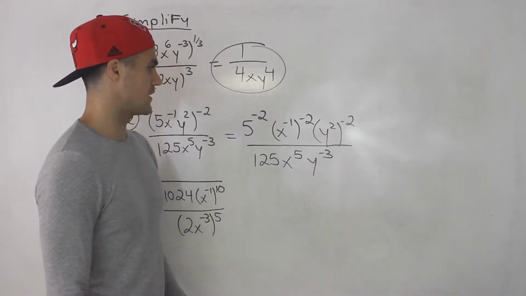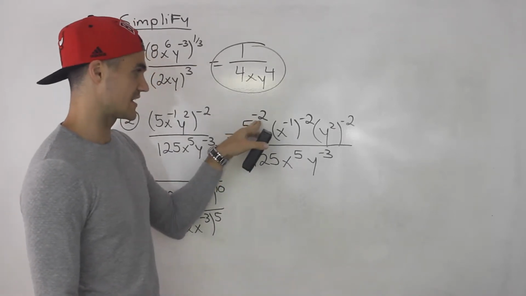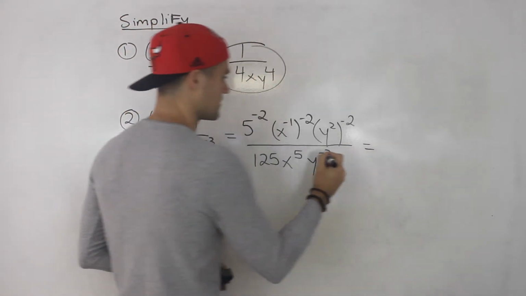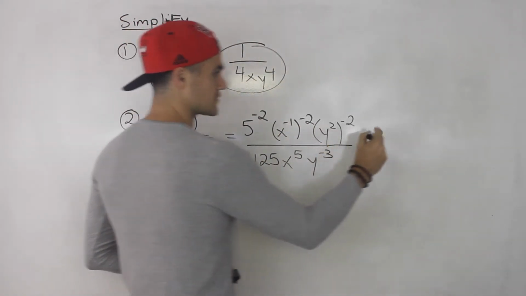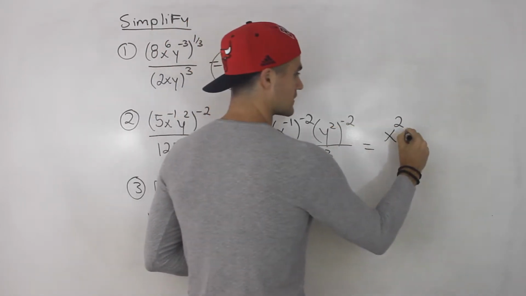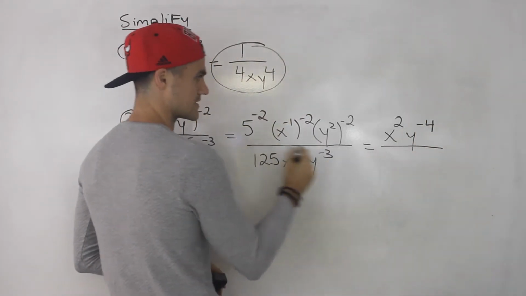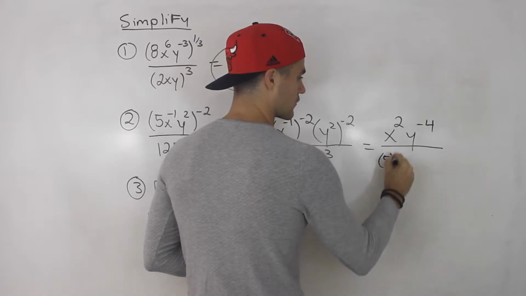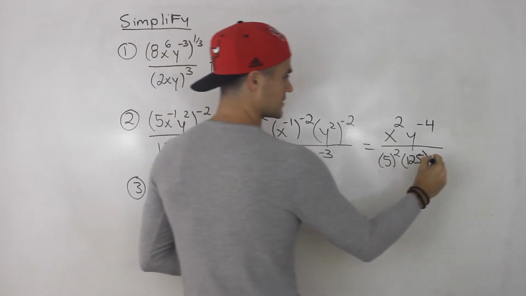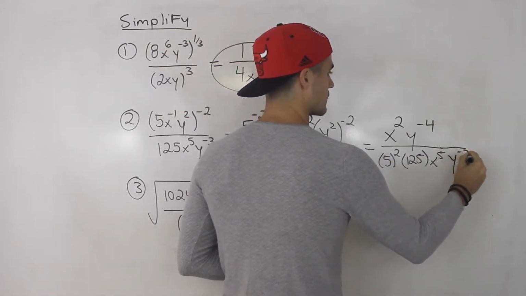And then further simplifying this, this 5 to the negative 2, I'm going to bring down to the denominator because it's a negative exponent. So when I bring it down, it's going to change to 5 to the power of positive 2. Negative 1 times negative 2 gives us x to the power of 2. 2 times negative 2 gives us negative 4 here. All over, I brought this down so it'll be 5 to the power of positive 2 times 125, and then we still have x to the 5 and then y to the negative 3.